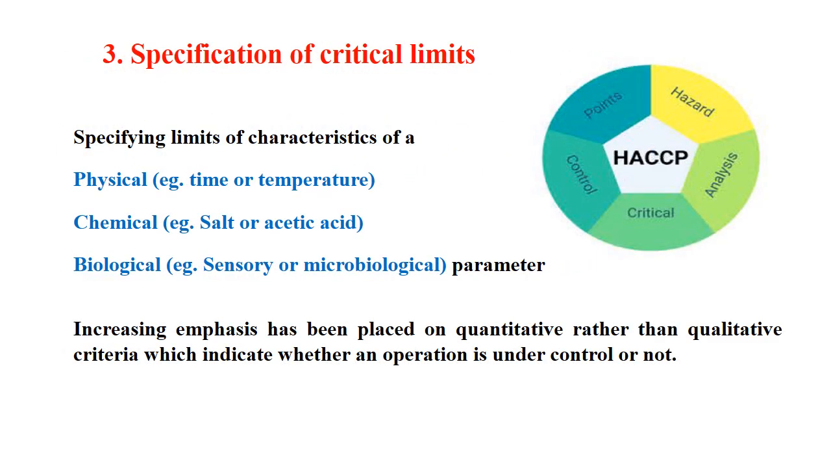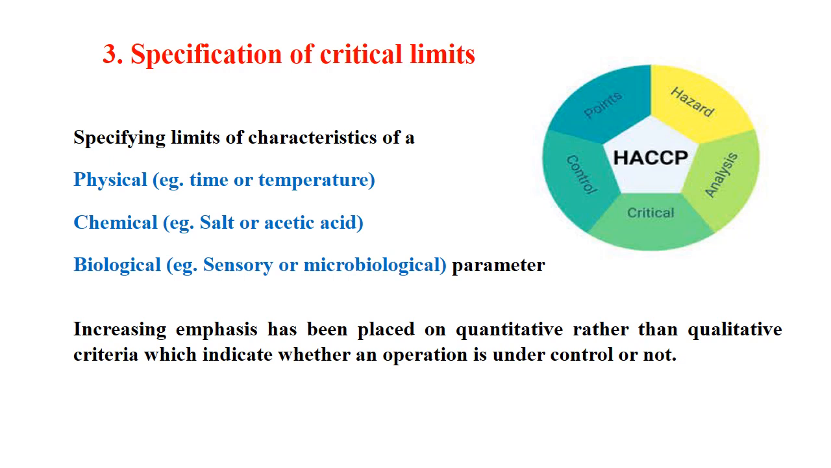The third principle is the specification of critical limits. So specifying limits of characteristics of a physical hazard, it could be by time or temperature, it could be of chemical nature like salt or acetic acid or any other preventive chemicals, and biological like sensory or microbiological assessment of different parameters. So in all these aspects there should be some specific limits. So those are called critical limits.